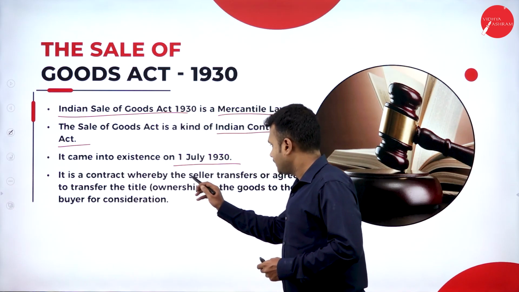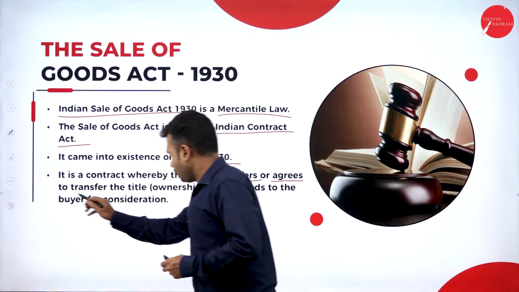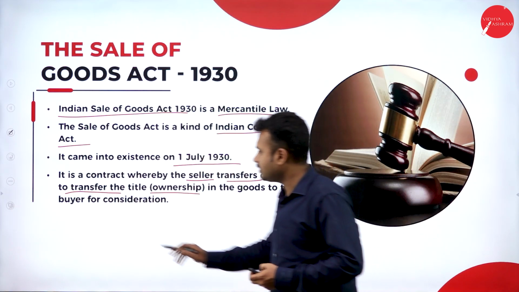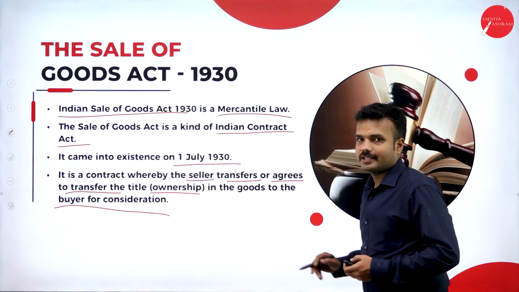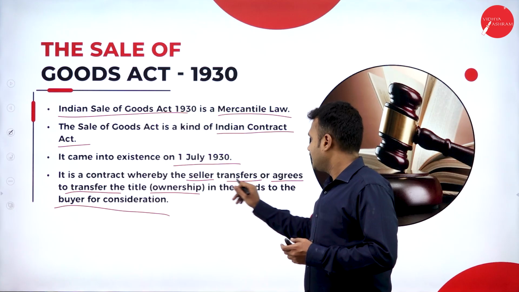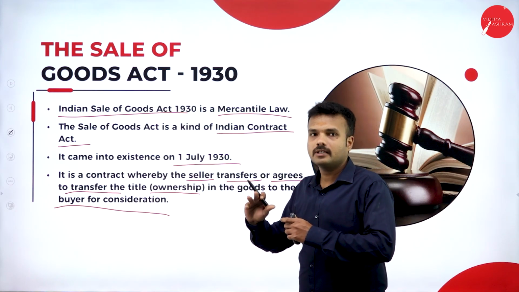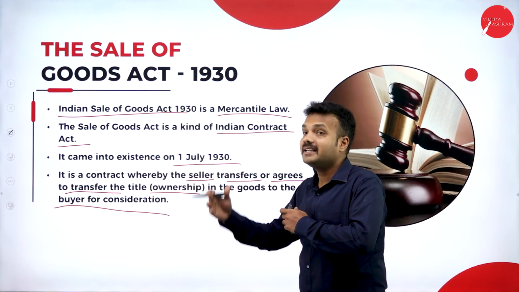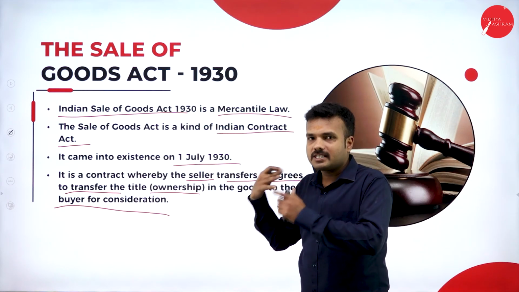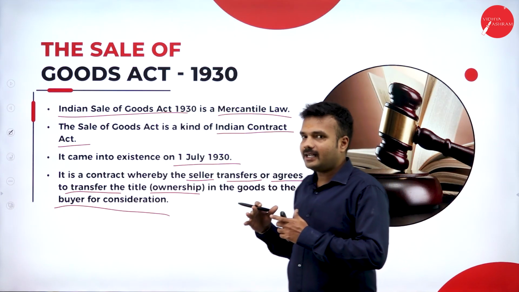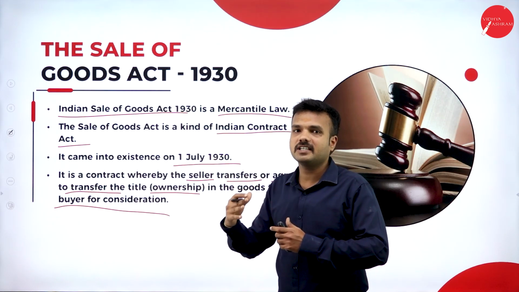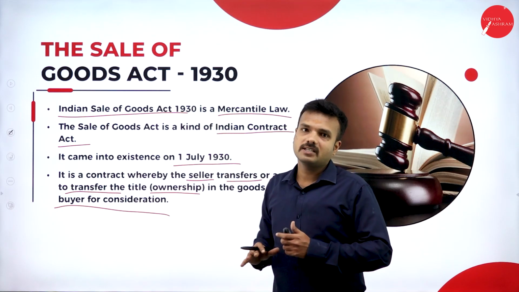It is a contract where the seller transfers or agrees to transfer the title, we call it ownership, in goods to the buyer for the consideration. So here there are two things that are going to happen. First thing is seller transfers. Okay, so he is going to transfer today, or he is going to agree to transfer the product tomorrow, that we call an agreement to sell. Here the consideration is money and commodity or goods. Each and everything is measured in monetary terms according to the Sale of Goods Act.